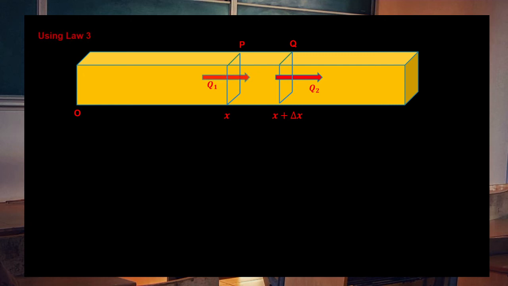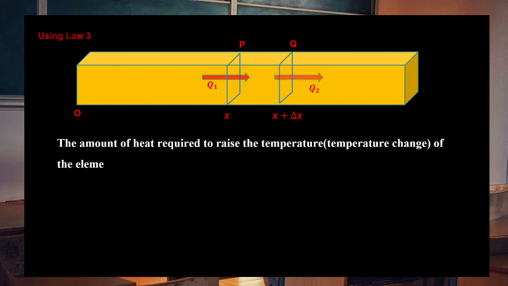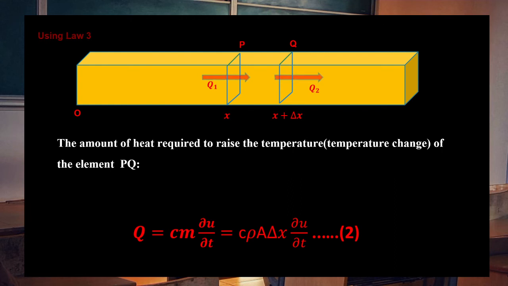Now using law 3, the amount of heat required to raise the temperature of the element PQ is Q = Cm ∂u/∂t, where C is our specific heat capacity and m is the mass. Since A is the area of cross section and if rho is the density of the rod, then we can rewrite m as rho A delta x. So Q = C rho A delta x ∂u/∂t. Call it equation number 2.